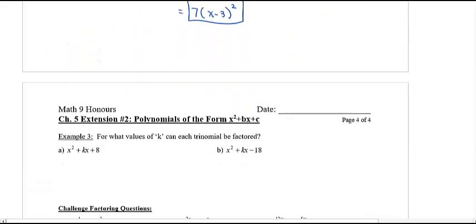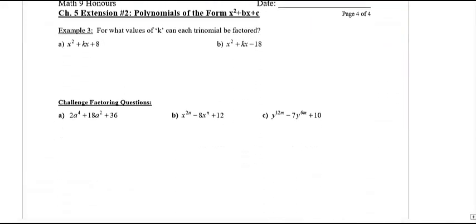Alright. Example number 3. And then some challenge stuff that maybe I'll leave for those who really want to do it. But if you don't, it's okay. For what values of k can each trinomial be factored? Now I'm saying, hey, can you tell me what the values of k could be for this? Well, I'll do the first one, then you can do the next one.